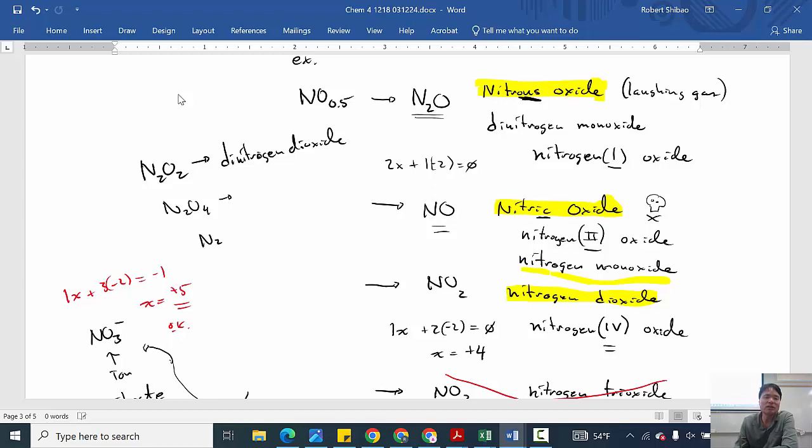tetroxide. Could we have N2O5? What would that be called? Tetraoxide or tetroxide? Either. Going. What's this one on the bottom called? Dinitrogen pentoxide. Should I keep going or should I stop?